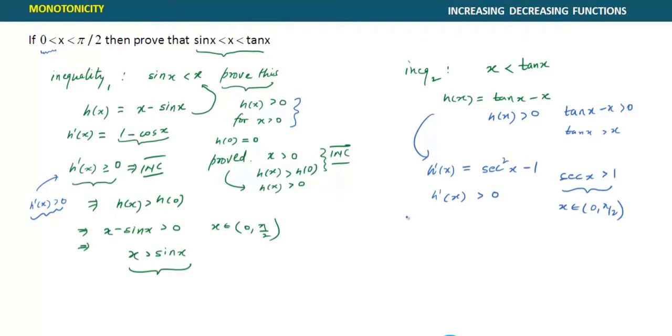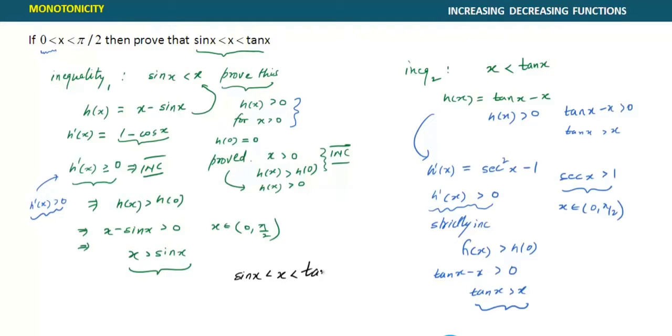So just put the values now. If this is strictly increasing, then I can say that h x will always be greater than h 0, which gives you tan x minus x greater than 0, which in return tells you tan x is greater than x. Here it was x greater than sine x. So if you combine all of them, you will get the relation that sine x is the smallest, then x, and then tan x. So remember this, please. This is a formula that you should remember.